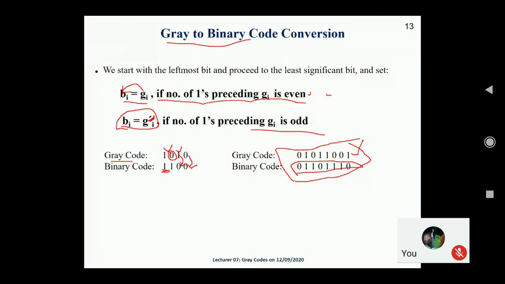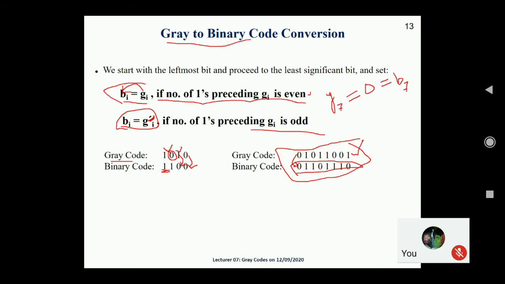Here, G7 value is 0. So what happened here also? BI equal to GI. BI equal to GI means this one is also B7. Okay, so here we are writing 0, 0 to 0. We are writing in the same manner, 0, 0 to 0, we just copy this one.